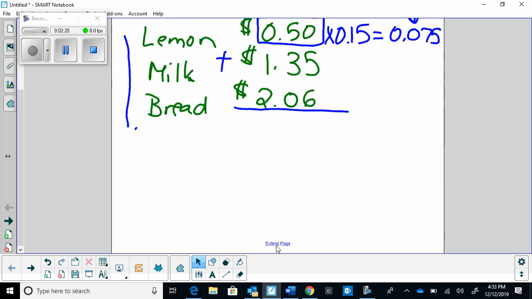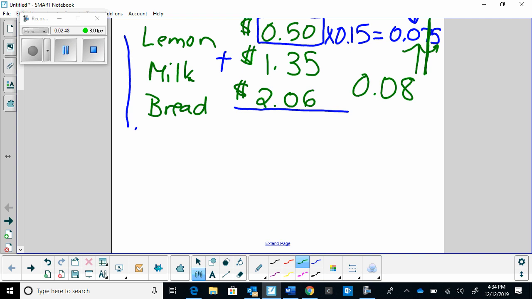Okay, so when we're rounding, let's just extend our page here. When we're rounding this number here, we've got 0.075. We want to round to the nearest hundredth. So right after the 7, that's where the cutoff is. So when I look next to its buddy, I've got 0.07, it should be a 7, but I look at its buddy and it's 5 or higher, so this actually becomes 8. So what I'm actually getting off of my lemon is 8 cents. So instead of paying 50 cents for my lemon, I'm going to be paying 42 cents for my lemon.